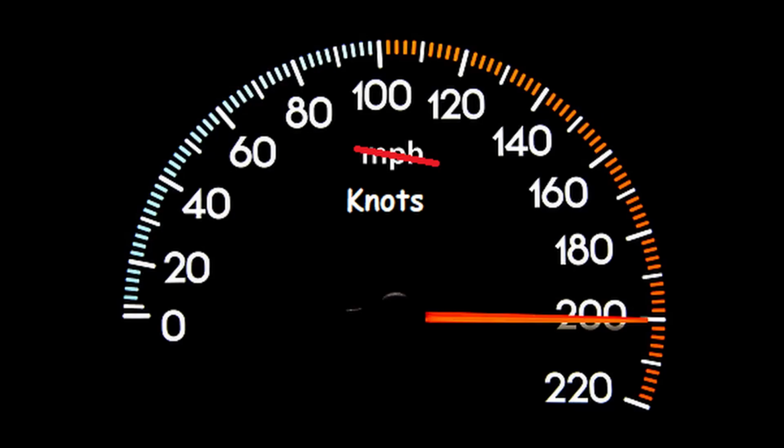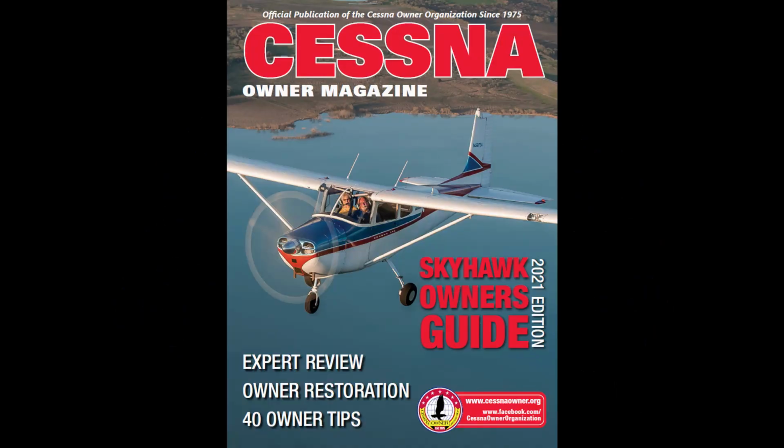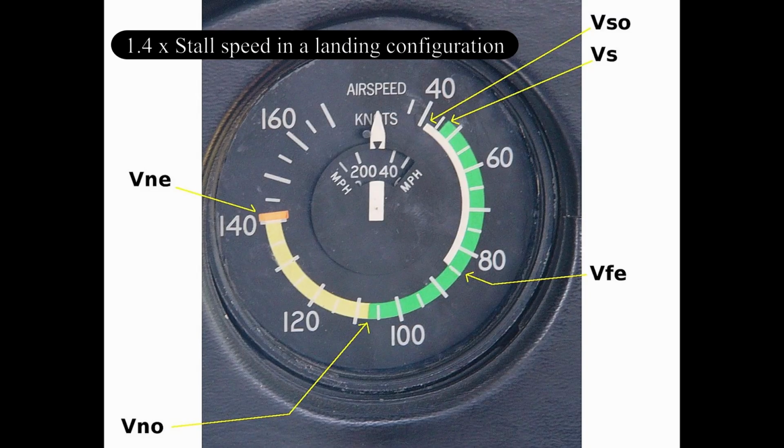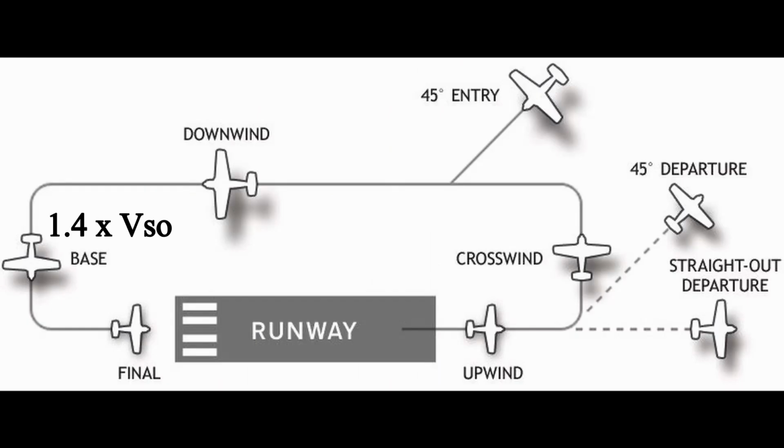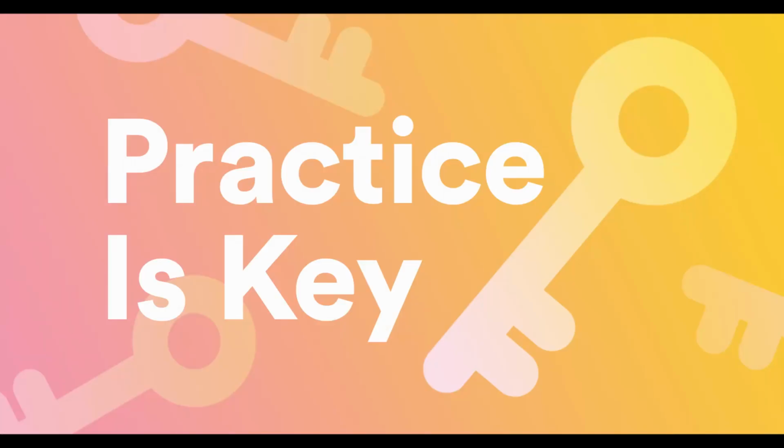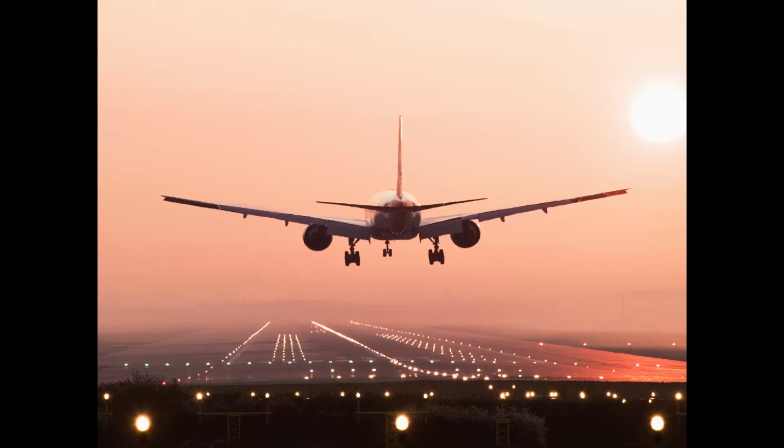Speeds for the pattern should match the flow of traffic within reason, not to exceed 200 knots. And unless there's a different manufacturer recommendation, 1.4 times the VSO is what the FAA recommends for base, and 1.3 times the VSO is what the FAA recommends for final. This all seems a little hard to remember, but in practice, it does tend to come naturally after some time improving your routine. Landing is unquestionably the hardest part of flying the pattern.